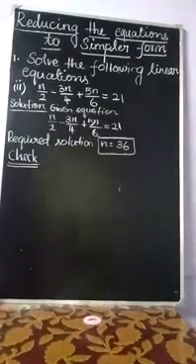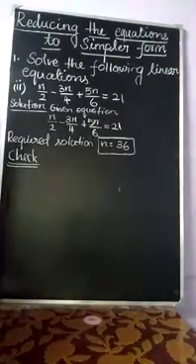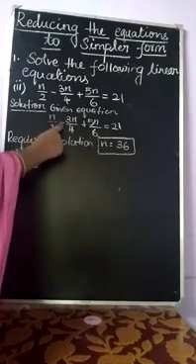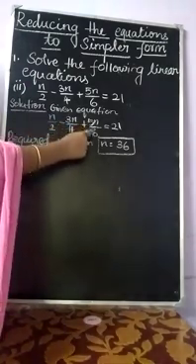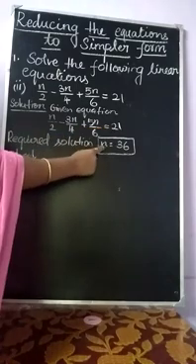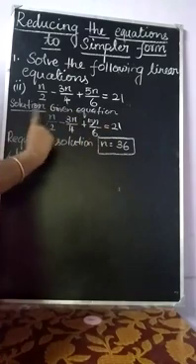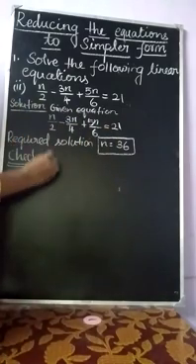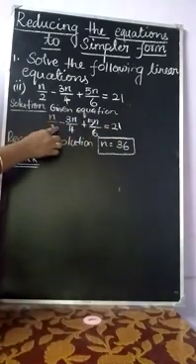In the same problem, we have to check the solution. Actually, for the equation n by 2 minus 3n by 4 plus 5n by 6 is equal to 21, what is the solution? n equal to 36. We have to check the solution. So we have to apply the n value in this equation.